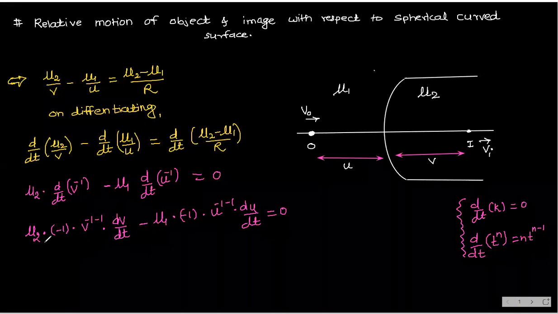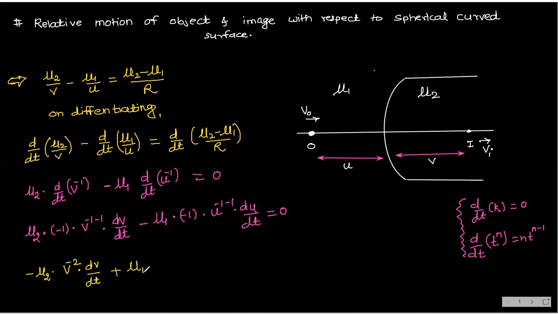This minus 1 and minus into mu2, minus mu2. Now this is v power minus 1. What you will get? v power minus 2 into dv by dt. Minus minus plus mu1 into u power minus 2 into du by dt is equal to 0.